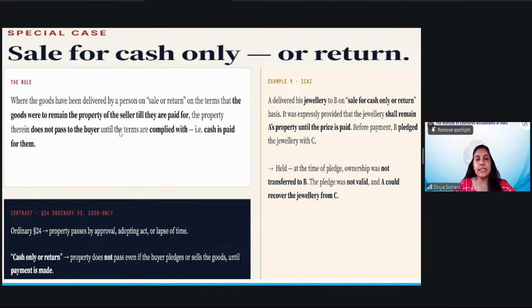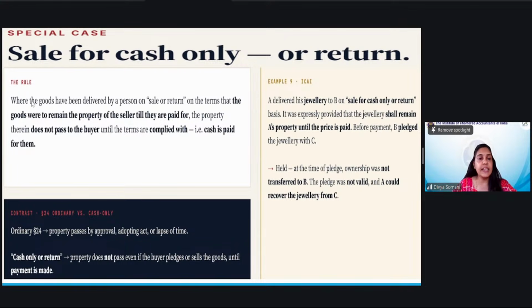So basically, this is a subtopic for cash for this sale on approval basis. In case of sale on approval basis, if there is a specific condition that ownership will pass only if you make the payment, then only the ownership will pass. If that is the case, we will apply this rule. Otherwise, if you do not pay the cash, the goods shall be returned to the seller.